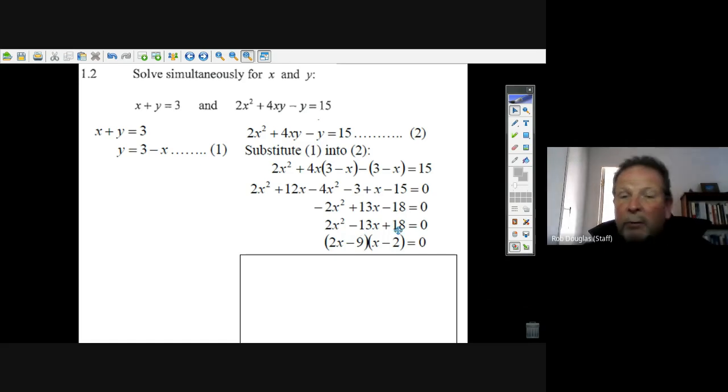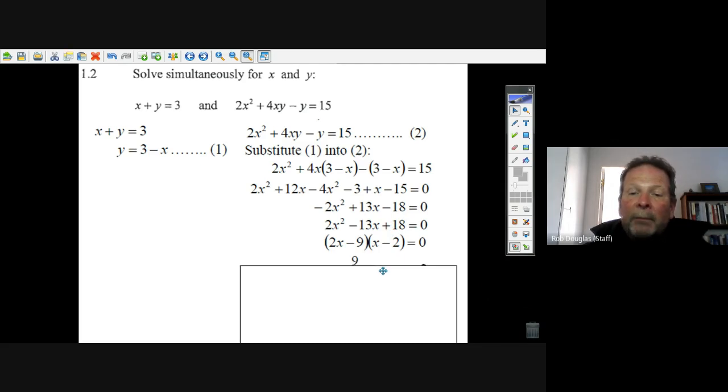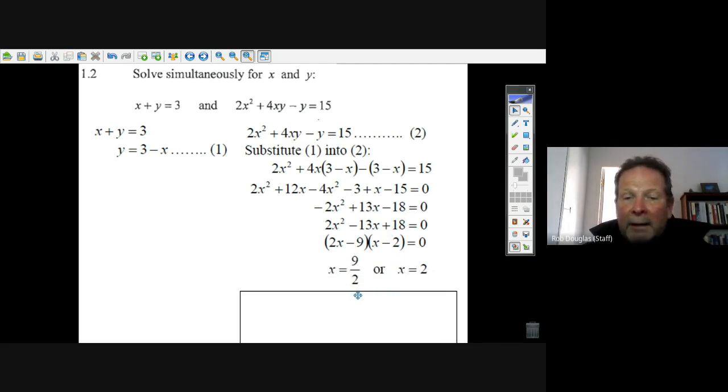So you keep trying it. You could use the quadratic formula if you found this challenging. A is 2, B is minus 13, and C is 18. And two numbers will come out for x. X will equal 9 over 2, or x equals 2.